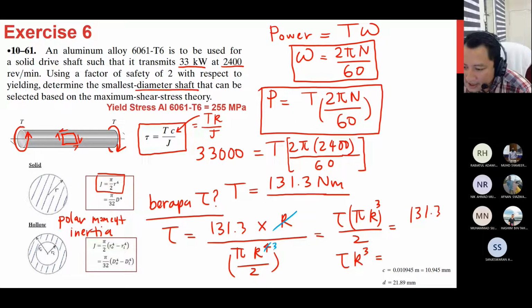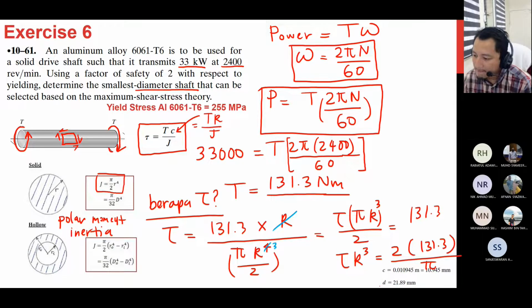R kuasa 3, pi per 2. Ini sama dengan 2 kali 131.3. Mana pi? Pi dah hilang. So, pi tak bawah. 2 kali.